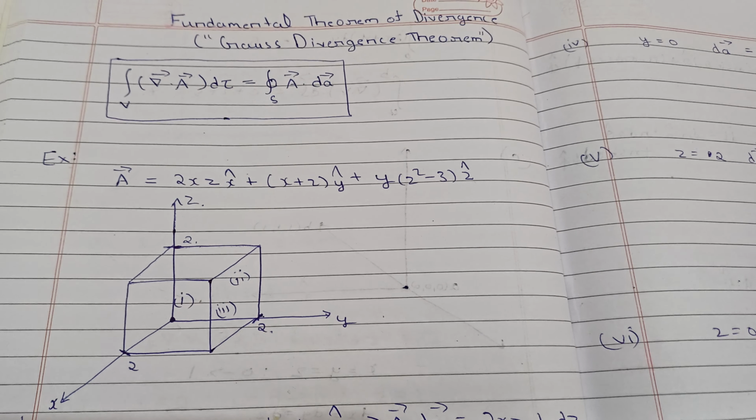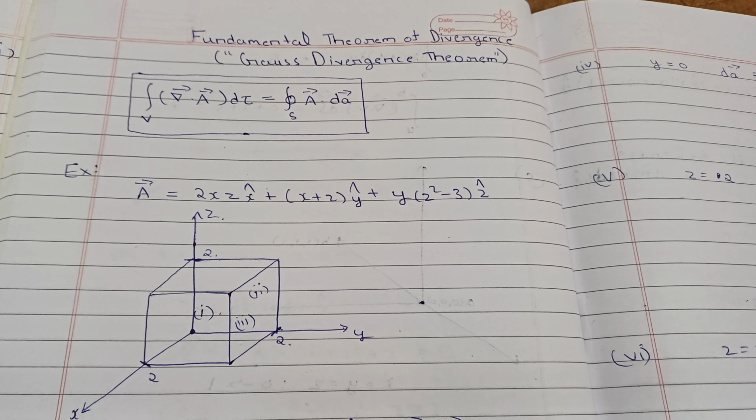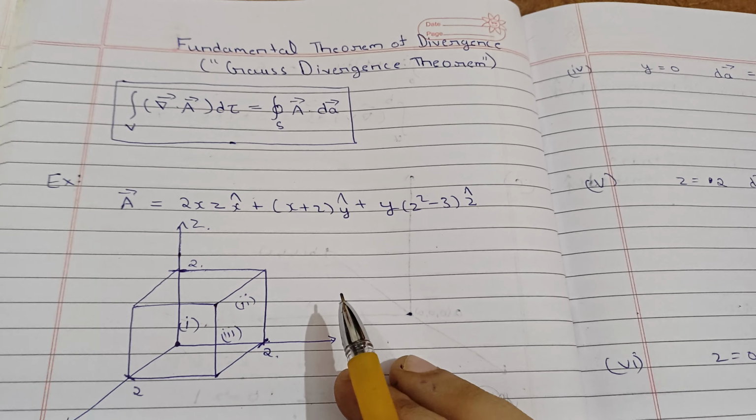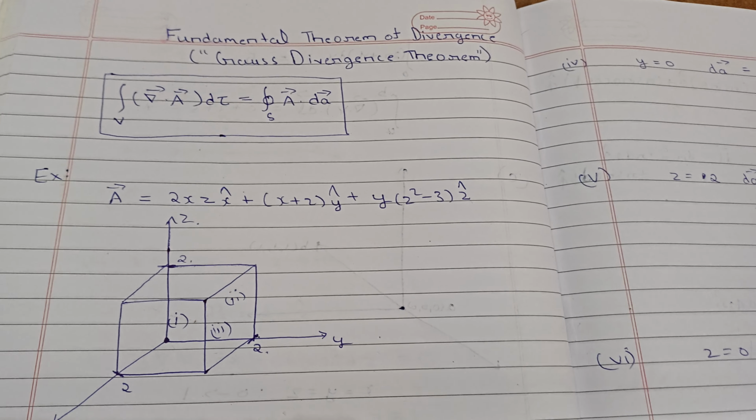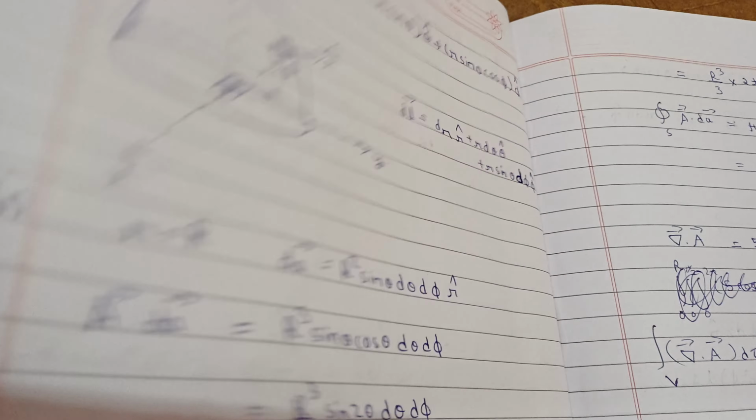So hello everyone, this is lecture 60 for mathematical physics. In the last lecture we studied the Gauss divergence theorem, the fundamental theorem for divergence. Today we will study the fundamental theorem for the curl, that is Stokes theorem.